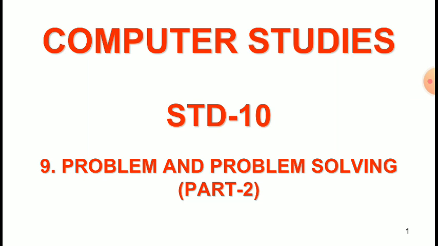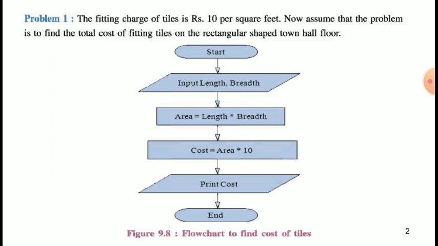The flowchart symbols are terminal, input and output, process, decision, connector, and flow line. So those are the symbols. And next, how to draw a flowchart. So today I will explain flowchart examples.